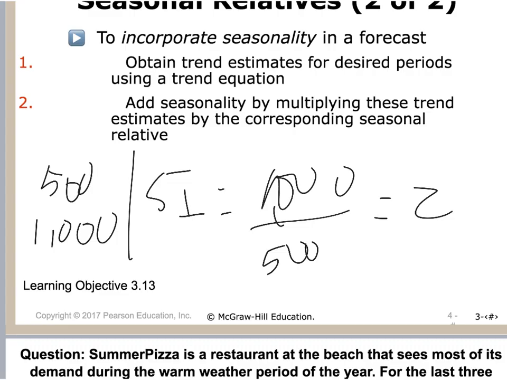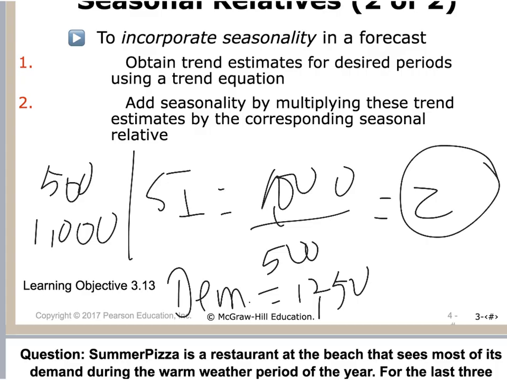Let's say next year Thanksgiving, we're expecting to do, I don't know, 1,250 turkeys. So there's a little trend, there's an increase in demand. Somebody wants to know how many turkeys I would sell in July, which is an off month. We know our seasonal index is 2, so our demand in a non-seasonal month would be 1,250 divided by 2, and that's 625 turkeys.